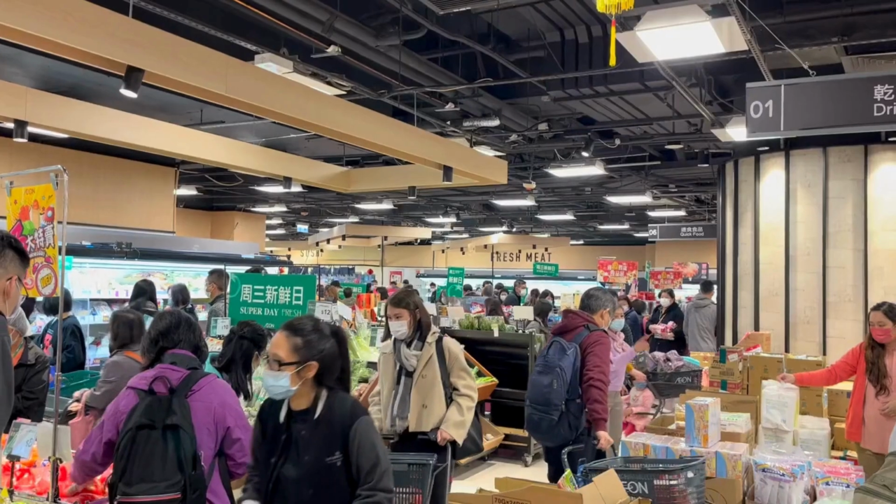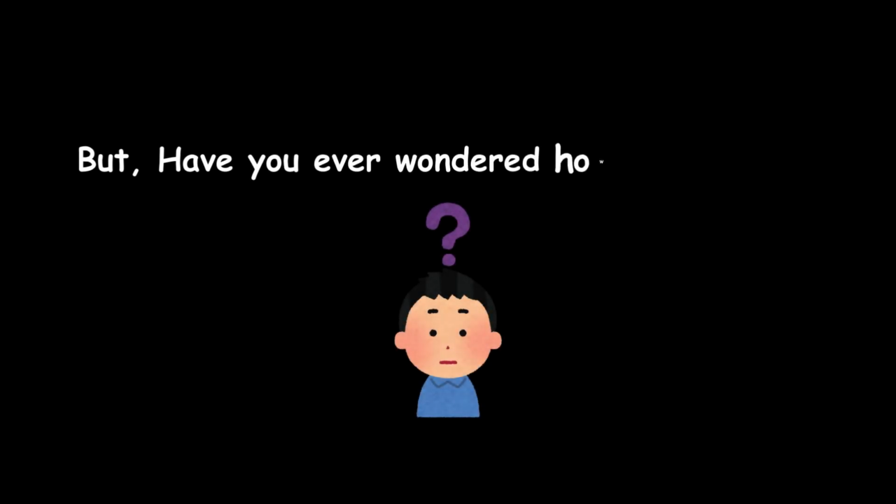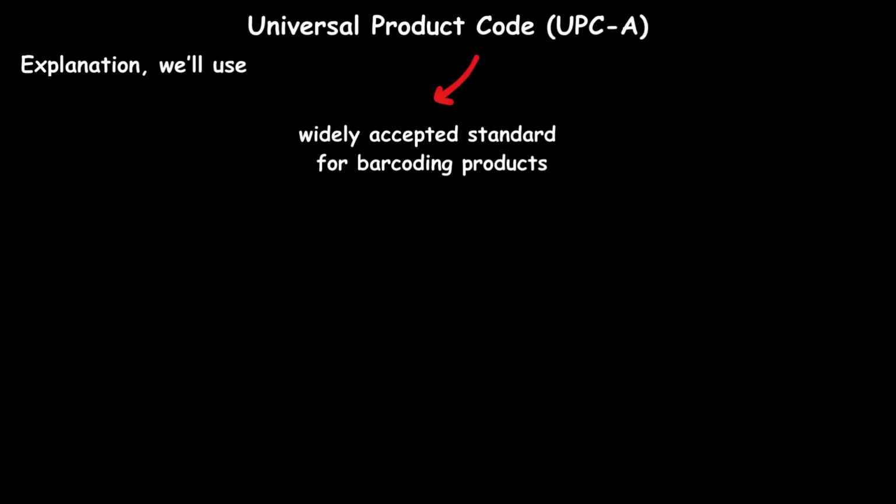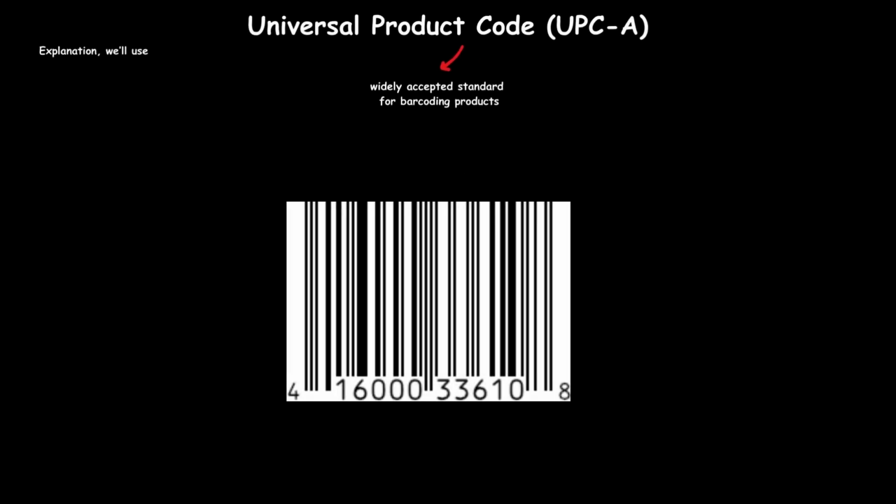Barcodes. We see them everywhere, and you generally use it to buy this. But have you ever wondered how they actually work? For this explanation, we'll use the first barcode symbology, the Universal Product Code. At first glance, it consists of black bars of different widths, with varying amounts of white space in between.